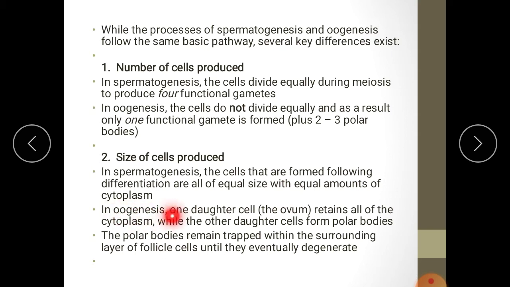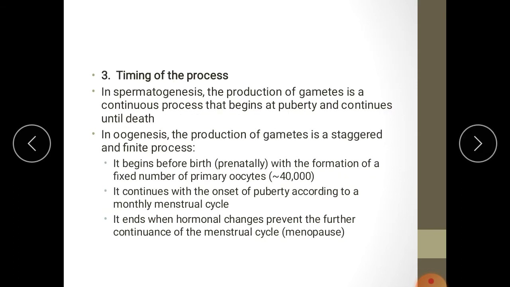In oogenesis, one daughter cell retains all of the cytoplasm while the other daughter cells form polar bodies. The polar bodies remain trapped within the surrounding layer of follicle cells until they eventually degenerate. So out of 4 cells, only one cell is larger and 3 cells are smaller. The 3 smaller cells are called polar bodies. They are trapped and they degenerate. Only one cell is functional.